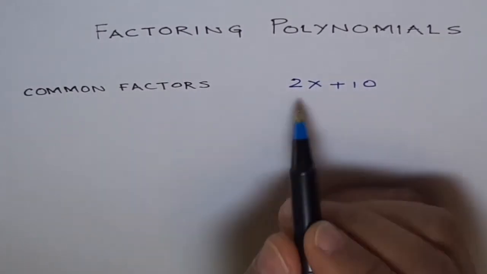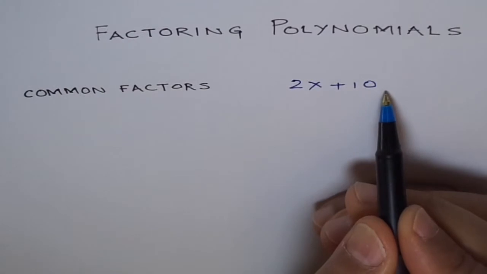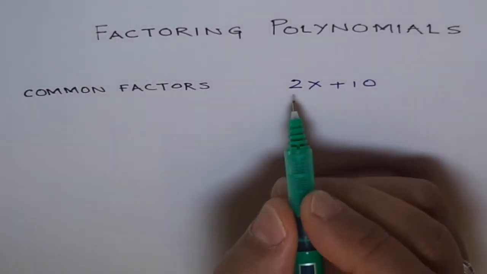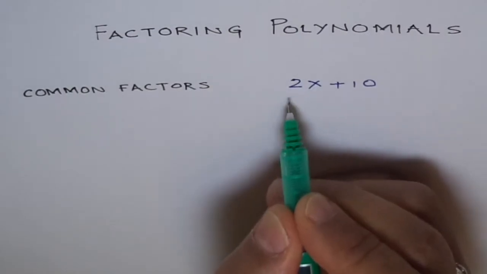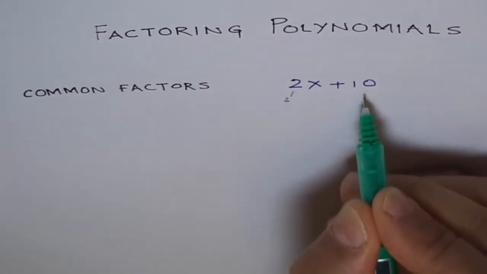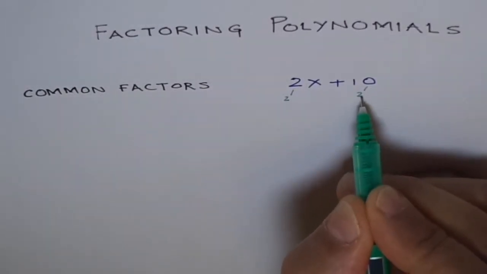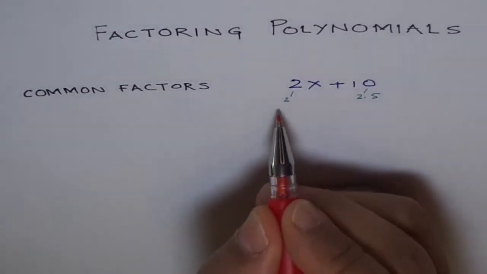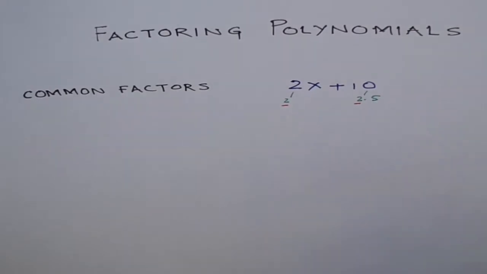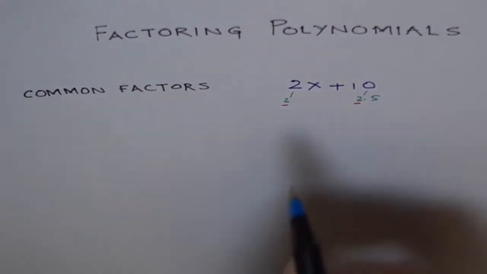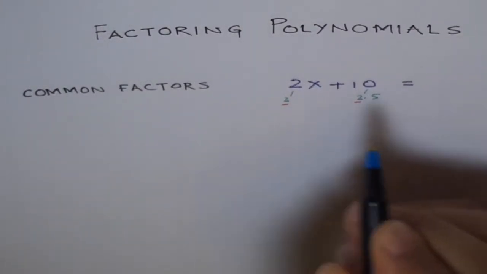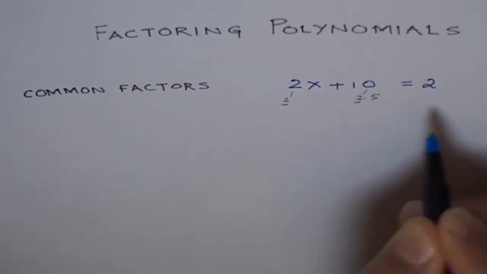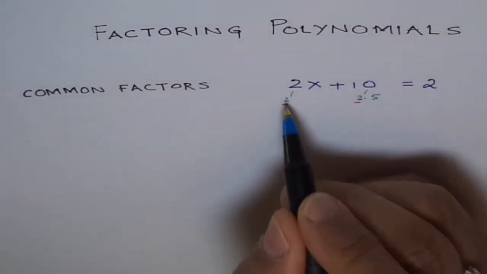So let's see common factors. In this case, there is no variable in this side. The factors of the constant and the coefficient of x are just 2. How about 10? The factors of 10 are 2 and 5. So we see that 2 is common. Therefore, we can write this as equal to, we can factor out 2. This is what we meant by saying factoring. So we can factor out 2.